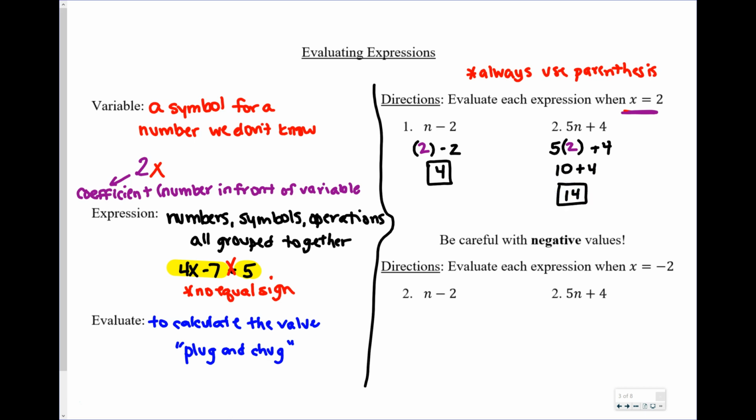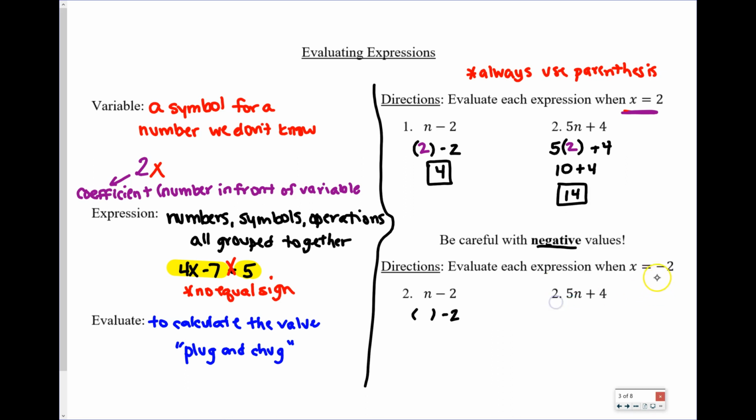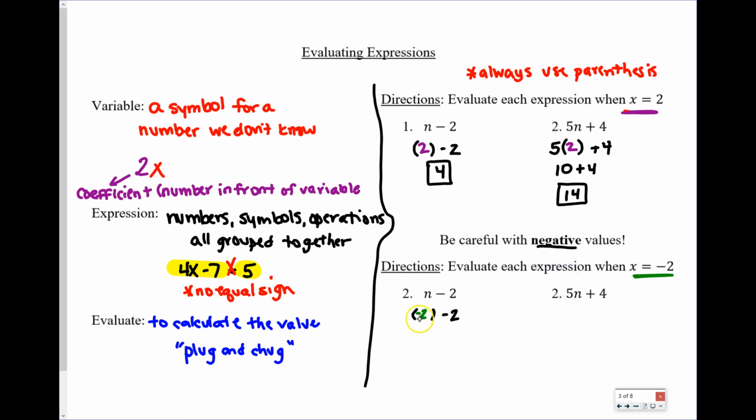That's evaluating. We have to be really careful with negative values. Okay, same idea. I'm going to plug in parentheses for n. But now, instead of plugging in a positive 2, now it wants me to plug in a negative 2. So now I'm going to plug in negative 2. And now when I evaluate this, I've got negative 2 minus 2, which gives me a negative 4.